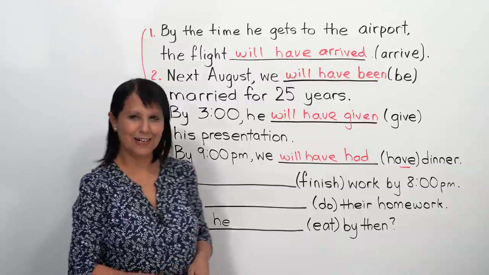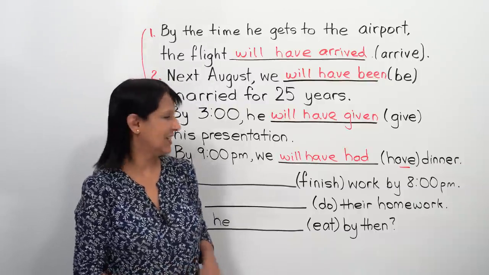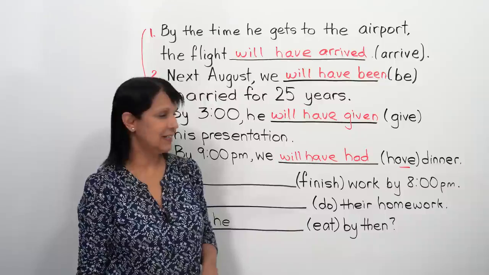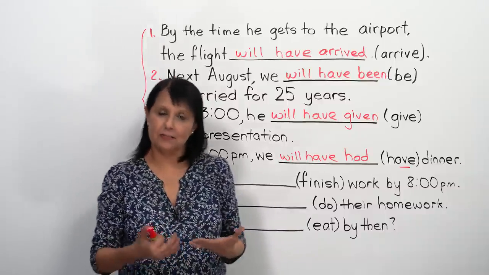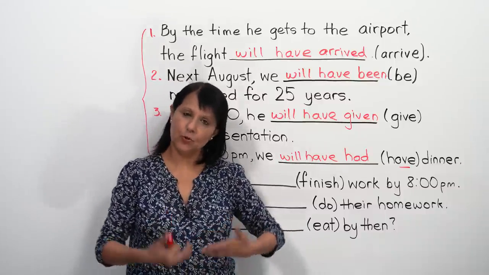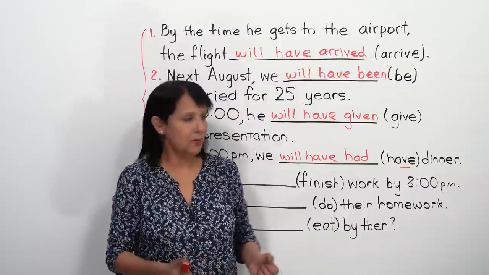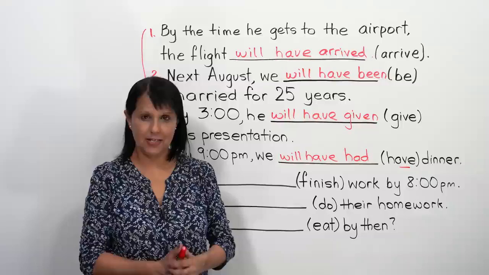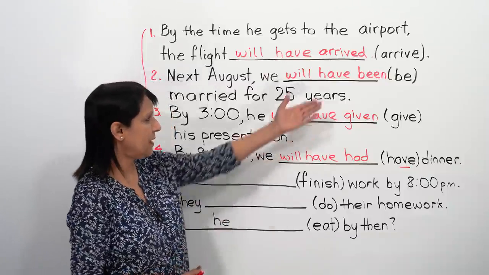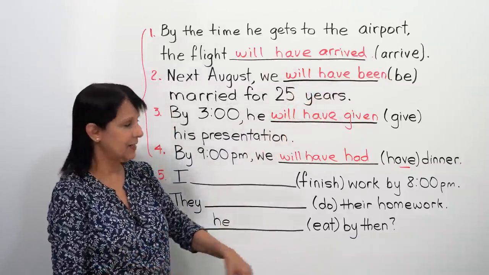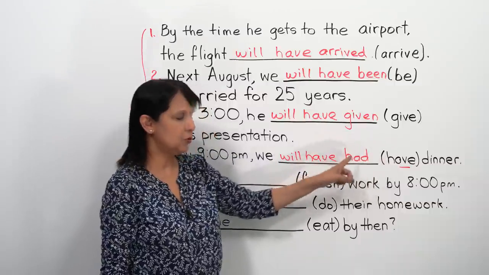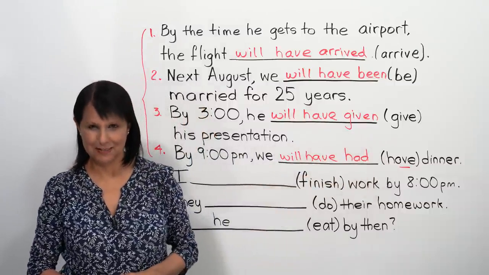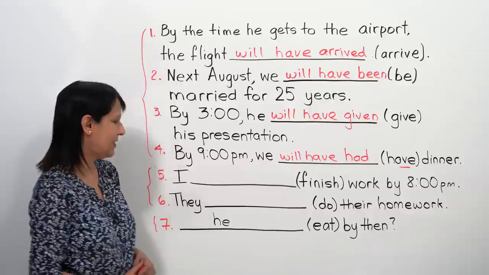Yes, we have this kind of construction in English. We will have had dinner. Why? Because the expression here is to have dinner. So that's your verb. Just like here, the expression was to give a presentation. All right? Or here, to be married. So whatever that verb is, you use the third form of that. Okay? All right. Very good.